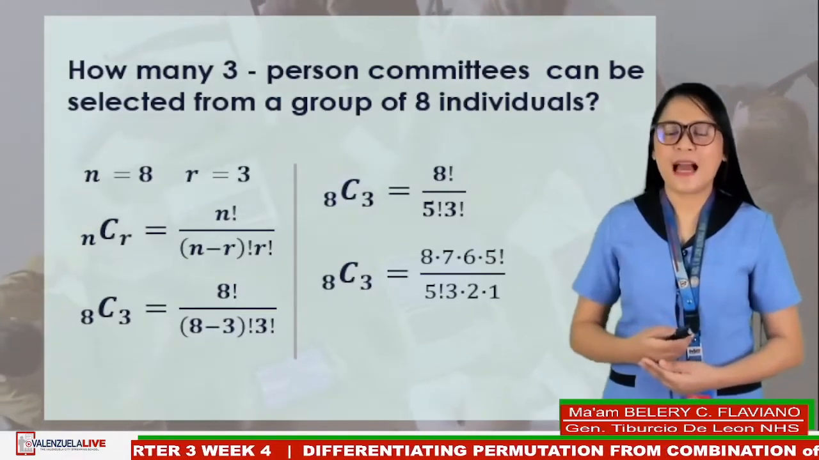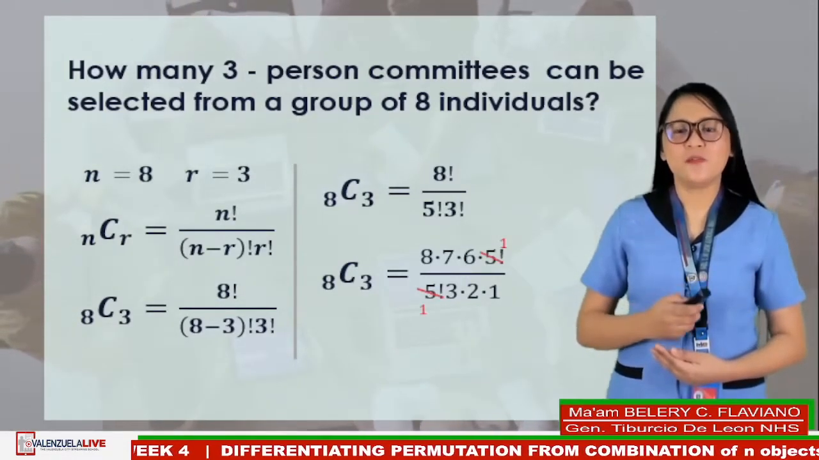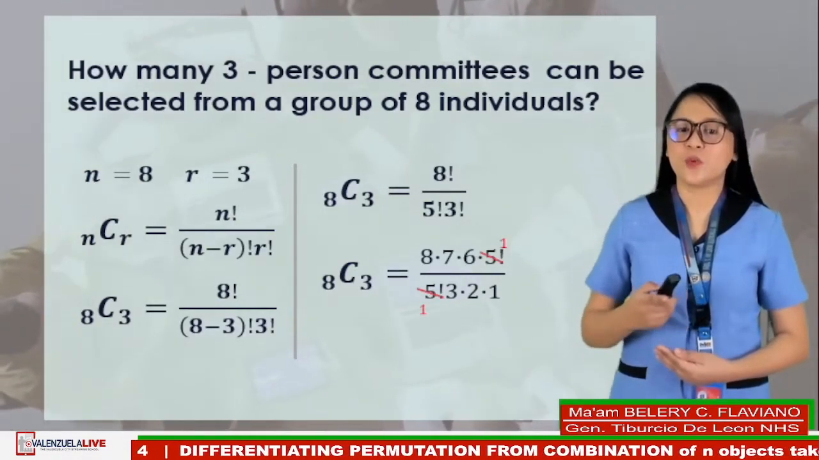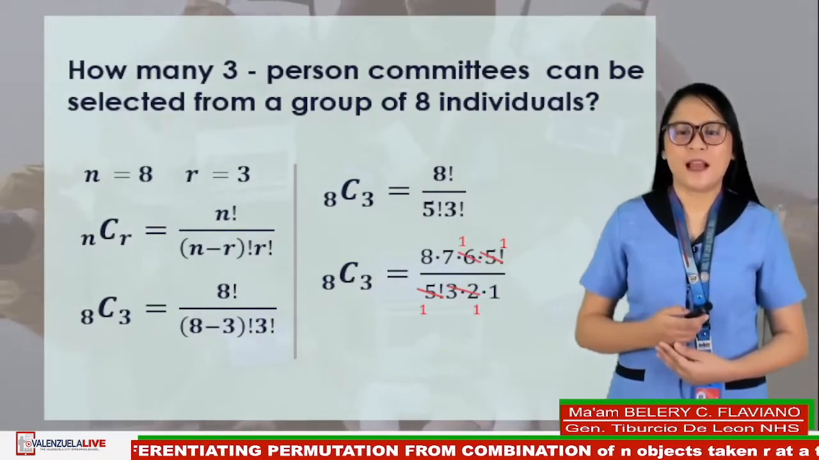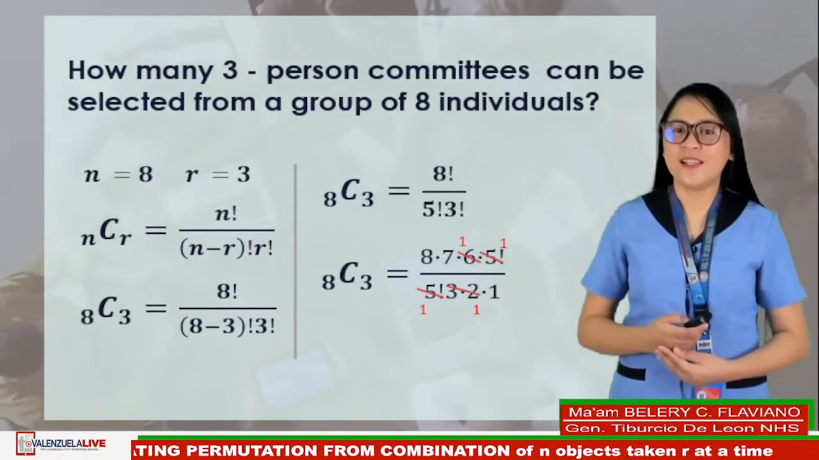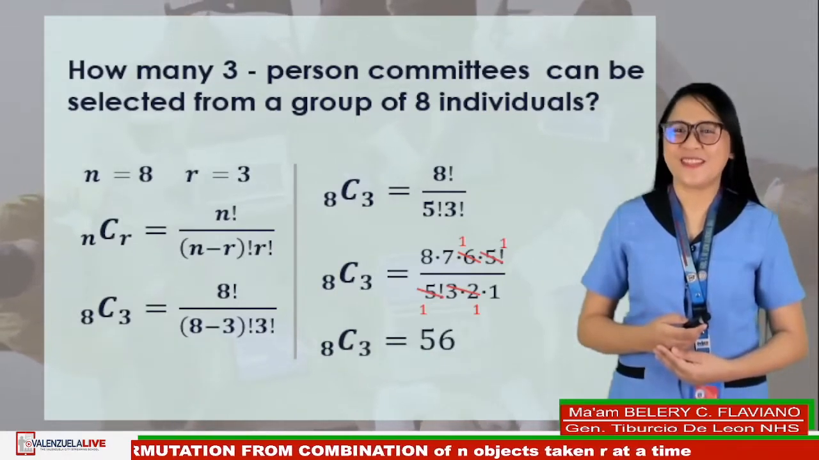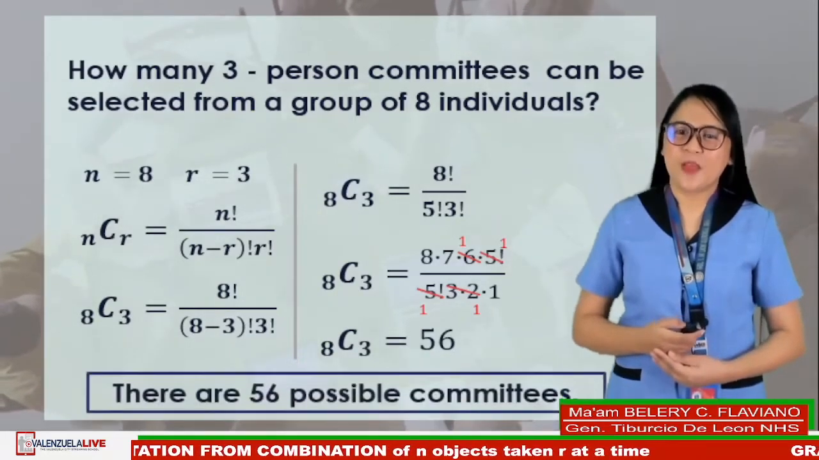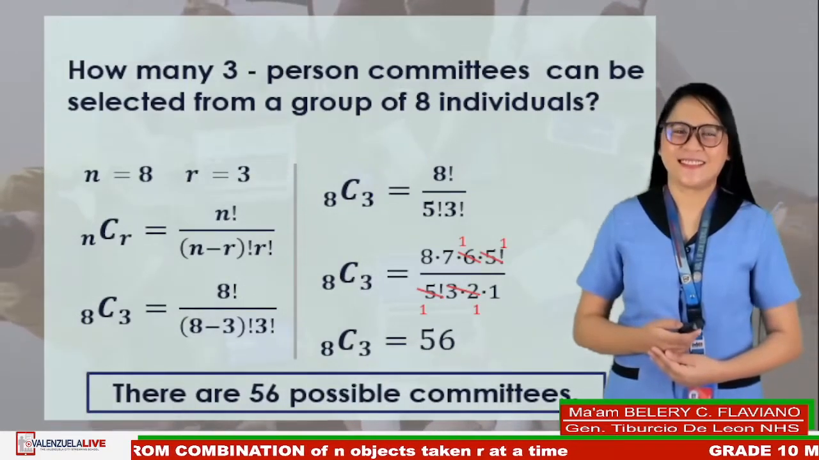Then divide out 5 factorial. We can also divide 6 from the factors of 2 and 3 on the denominator. Now, finally, multiply the remaining factors, which are 7 and 8, and we will have 56. Therefore, there are 56 possible committees.